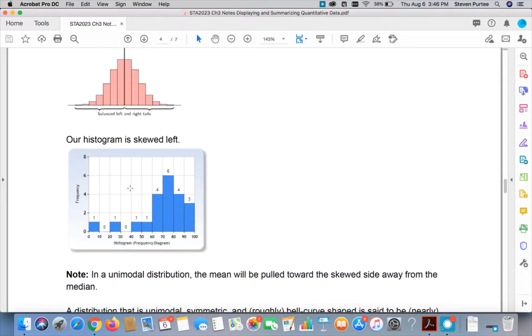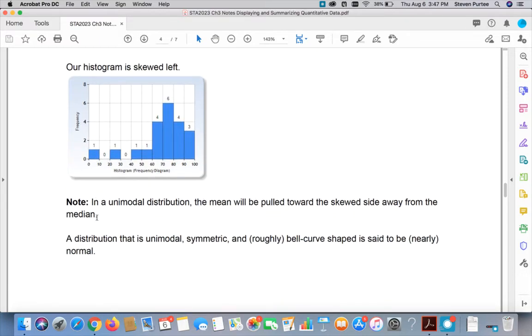Our graph is pretty clearly skewed left. If we were to ignore these two guys and only look at this part, I would say that's nearly symmetric. But if we include these outliers, this is a skewed left distribution.